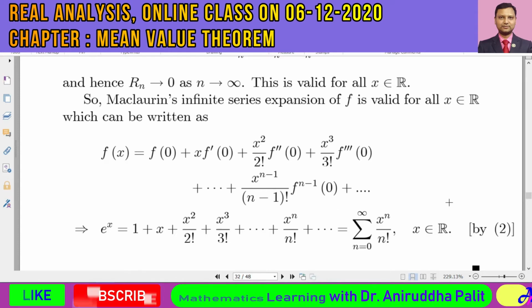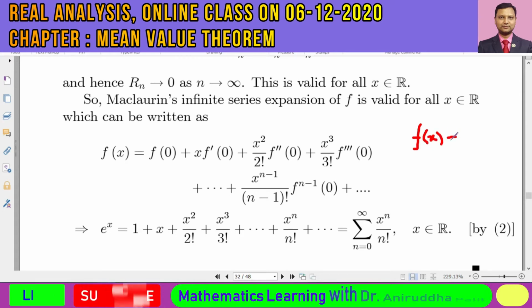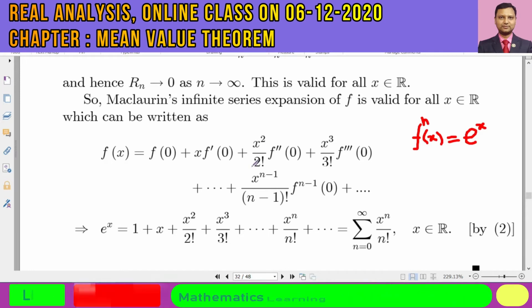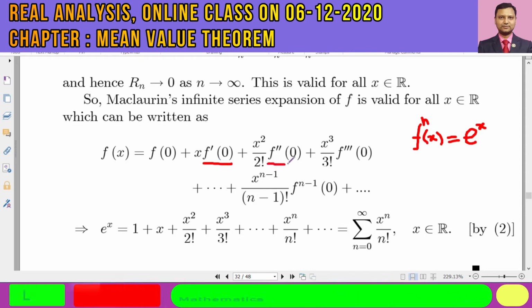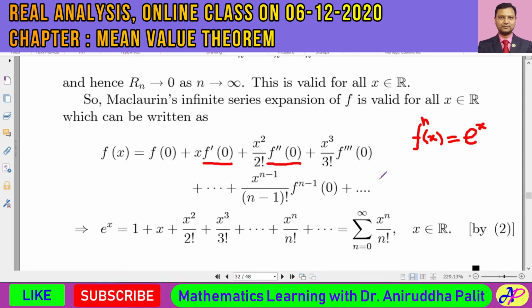And you see that for f of 0, we have the result: what is f(x)? f(x) is equal to e to the power of x, and therefore f(0) is equal to 1. And what is fn(x)? fn(x) is also e to the power of x. Therefore, for the first derivative f dash 0, n is equal to 1. For the second derivative, n is equal to 2.